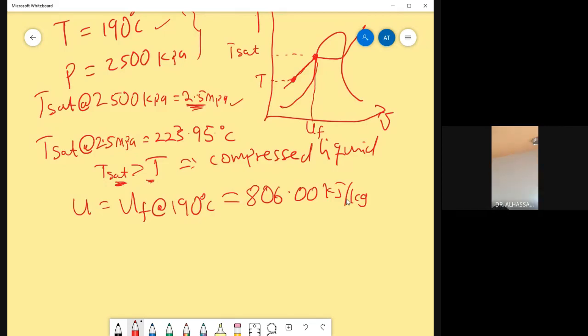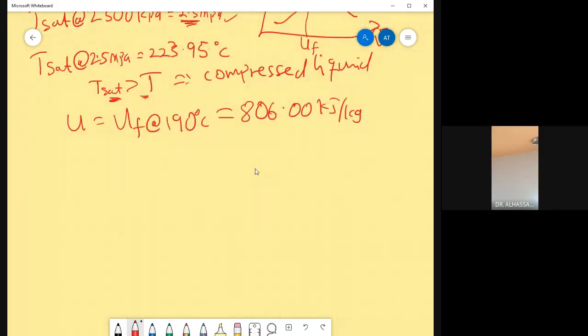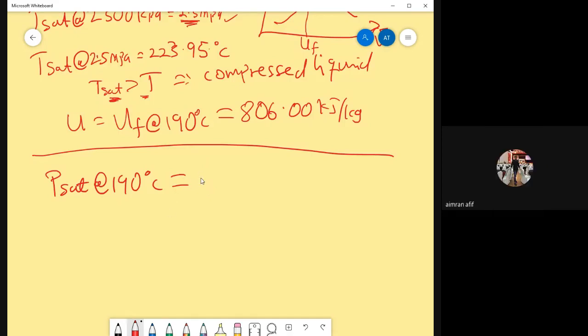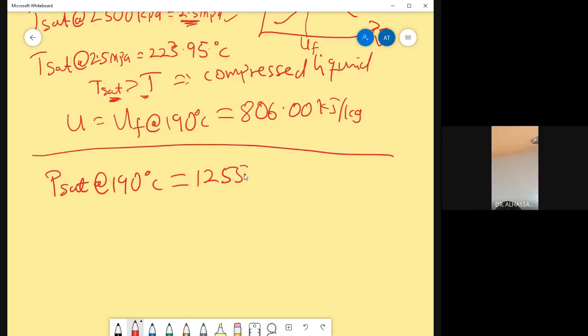Another way by which you can approach this question is like this. Somebody can decide to determine P saturation. I'll first of all find P saturation at 190 degrees Celsius. What is P saturation? 1255.2 kilopascal.